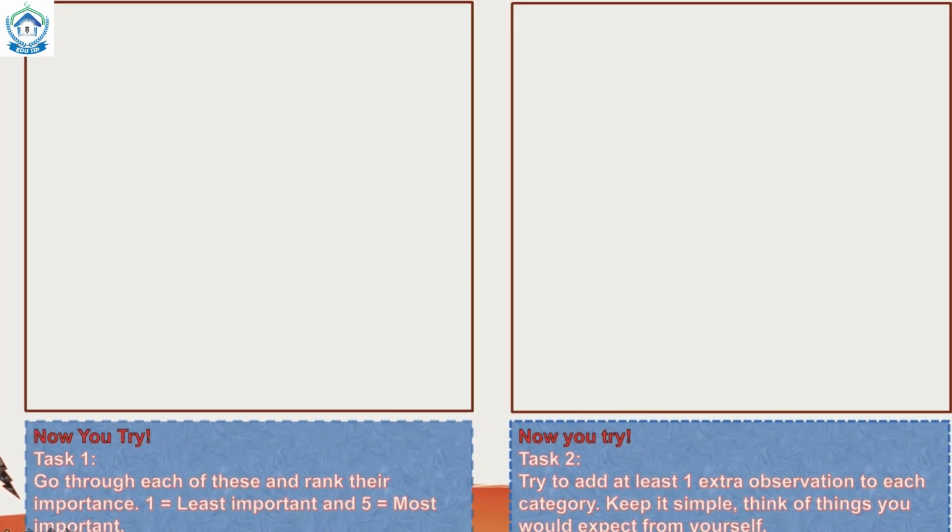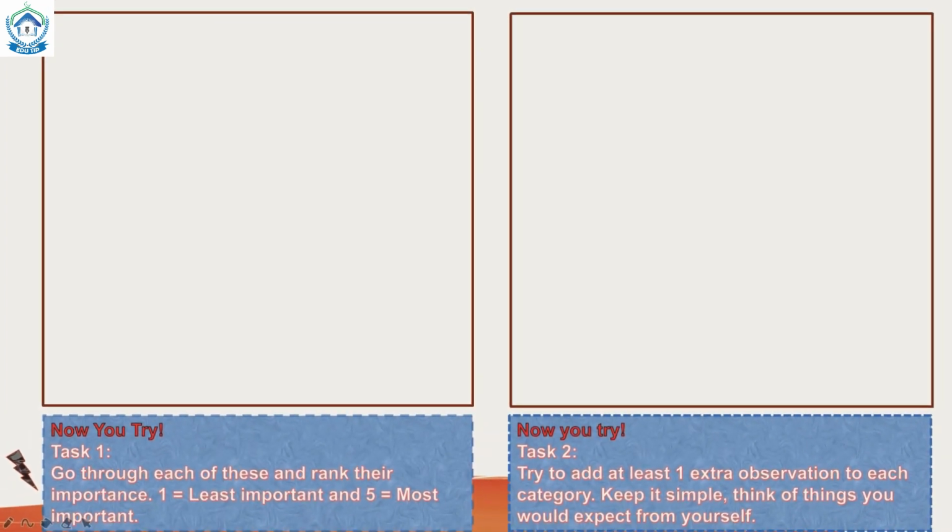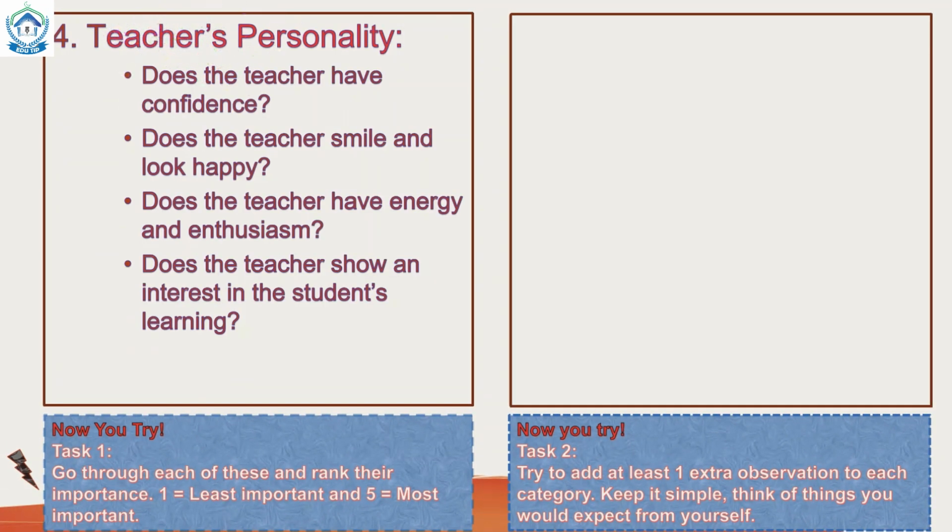Number 4. Teacher's personality. Does the teacher have confidence? Of course, you want to look like you know what you're doing in the classroom. You want to give the students a sense of calm that their teacher is in control and has confidence in what he or she is teaching.